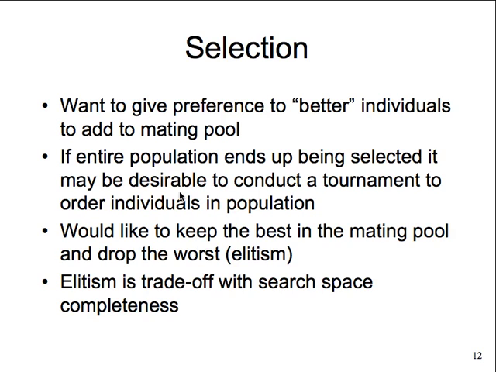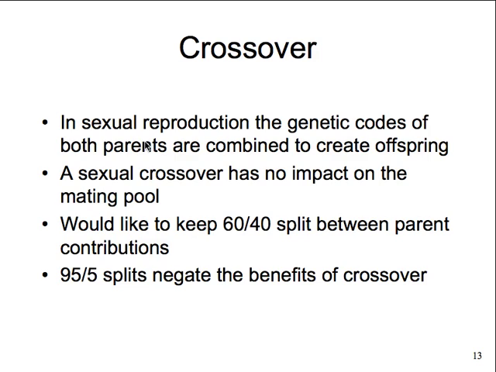So you'd like to keep the best in the mating pool and then drop the worst. This is the elitism concept. Elitism is a trade-off with the search space completeness, actually. Because you're selecting the best that you have, but you haven't selected everybody. You haven't pulled the entire population. You've only pulled a percentage of the population, and you're only keeping the best of those percentages. So there's probably somebody in there who you didn't select for the sample group, who's probably better than everybody in the best selection of the sample group that you selected, which is one of the problems.